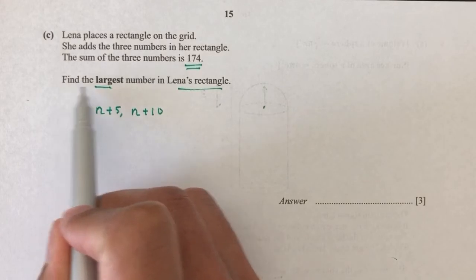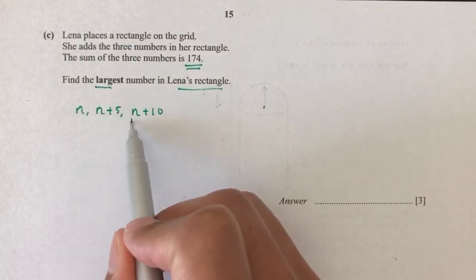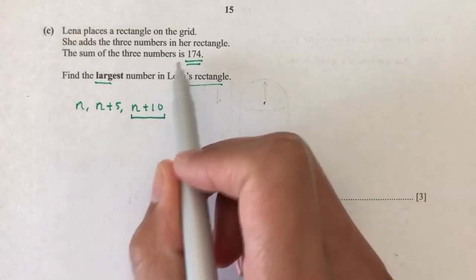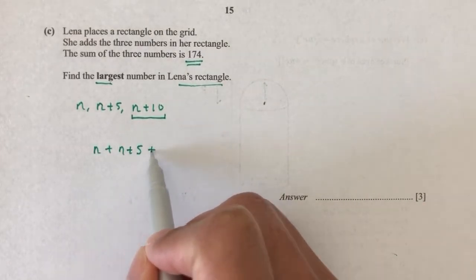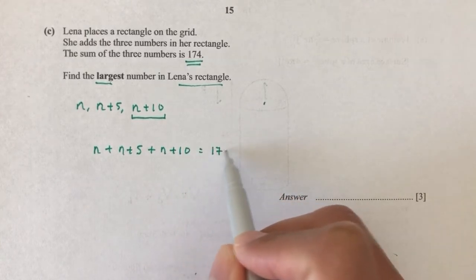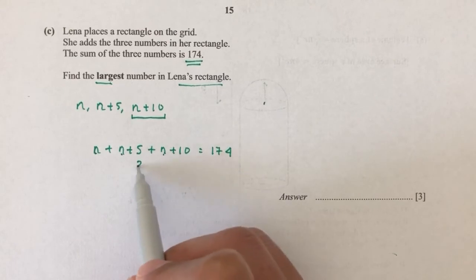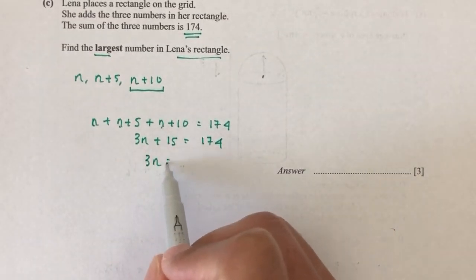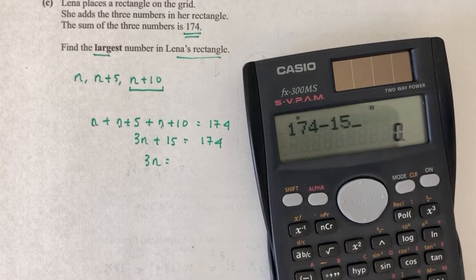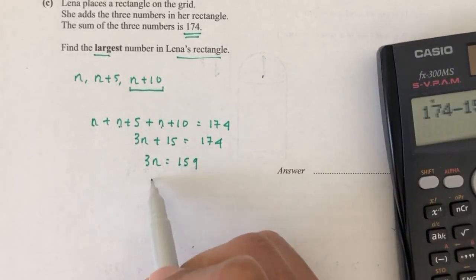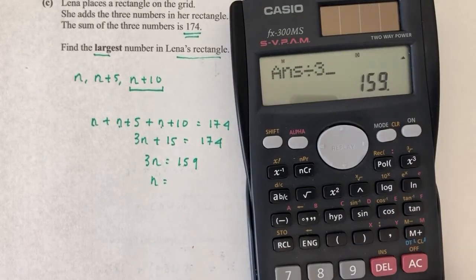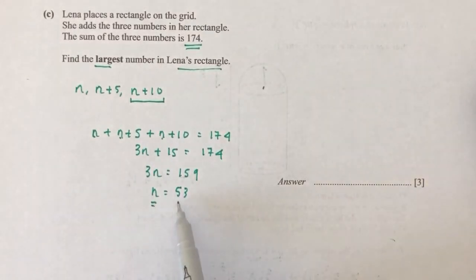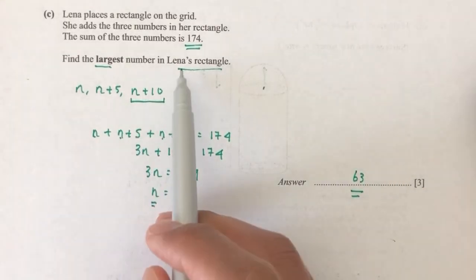Let's find out. We have to find the largest number in the rectangle. As you can see, the largest number is this number. So we want to find this value. But first, we need to find the value of n. So we know that n plus n plus 5 plus n plus 10 is equal to 174. So n plus n plus n is 3n, plus 15 is 174. So 3n is equal to what? 174 minus 15, that will be 159. So what is the value of n? Divide by 3, that will be 53. So that is n, but we want to find the value of n plus 10. So plus 10, it will be 63 for the largest value in Lena's rectangle.